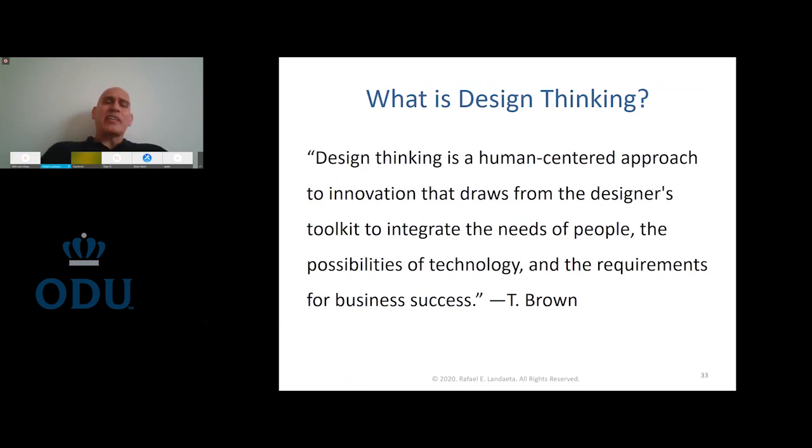So what's design thinking? It uses human-centered approaches to innovation and draws from the designer's toolkit and brings technology and the human side all together to create really cool solutions. That's pretty much it. You cannot detach design thinking from technology, and you cannot detach it from the human side. It is actually a combination of the two.